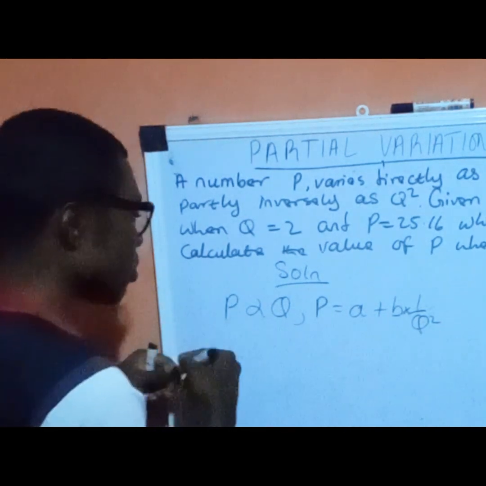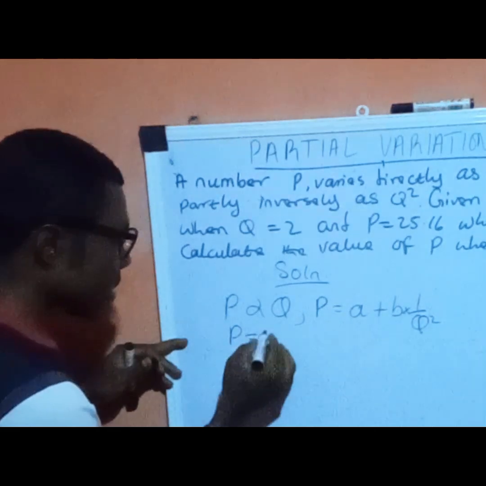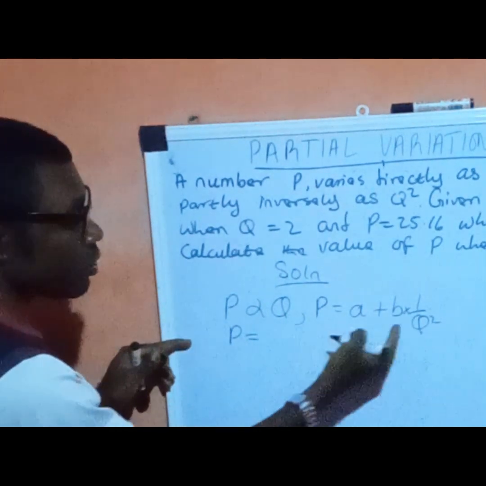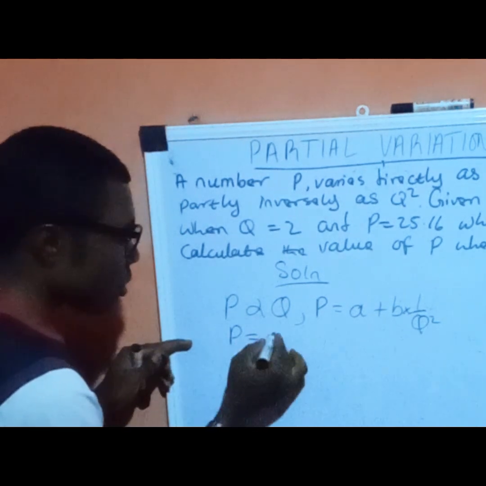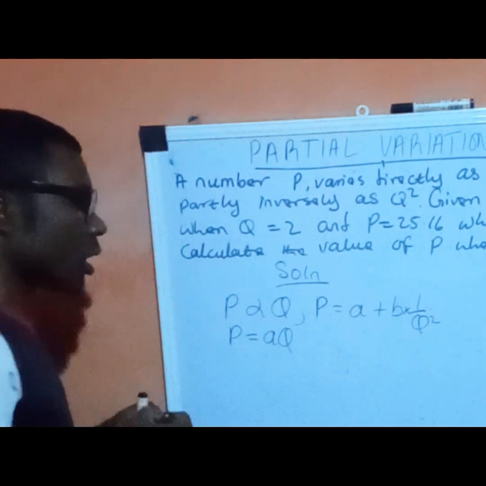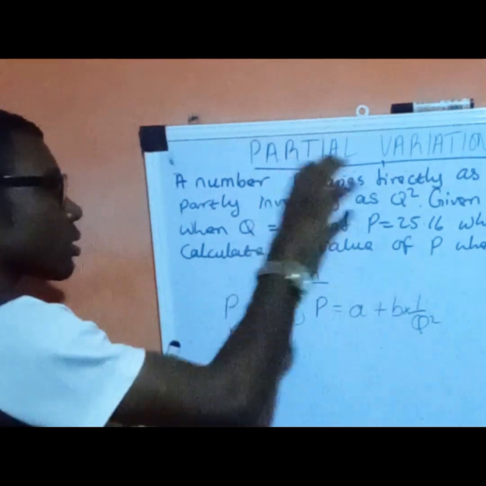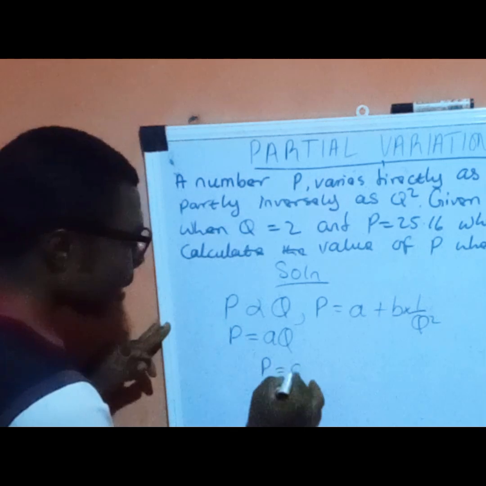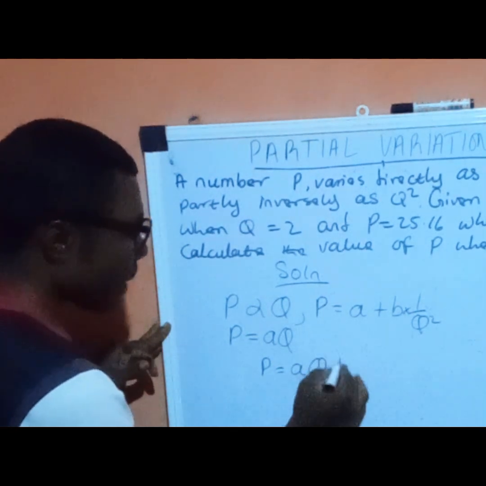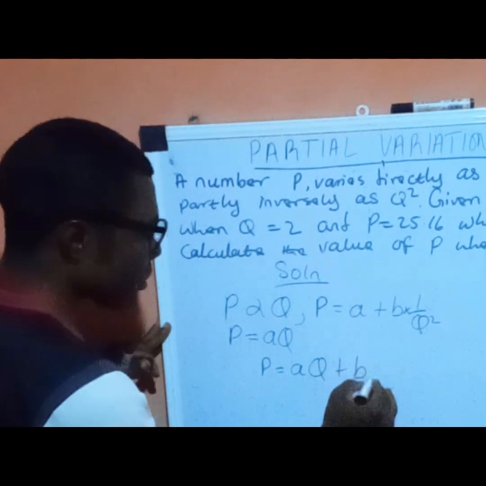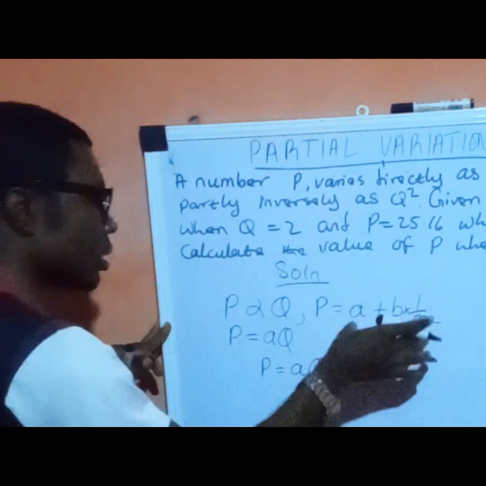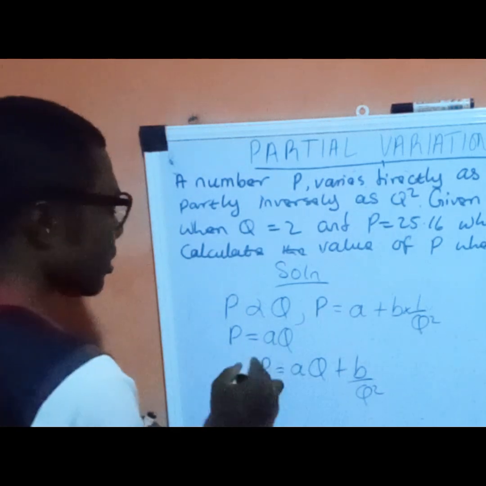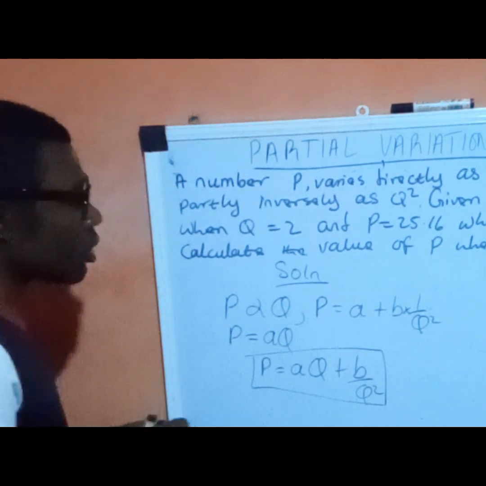Okay, since it is one equation, this will be changed to an equality sign. And remember, when we introduce an equality sign, we introduce a constant. But here we are not going to use K because we have already used A and B here. So we use A Q here. Then we are going to put the two equations together because this is just one question, one relationship. So it means that P is directly proportional to Q, but partly varies as the inverse of Q squared. So this one is this, then this one is this. Put together, we have this as the equation.